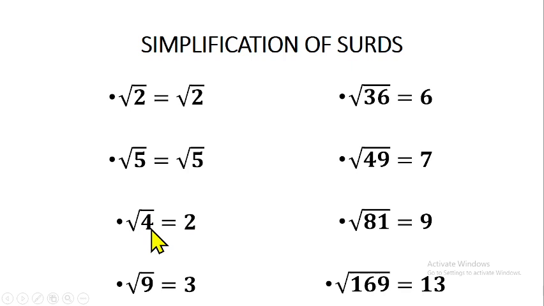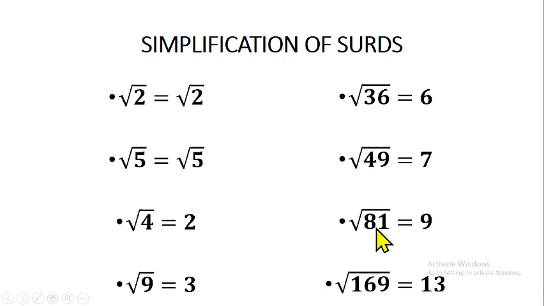9 is also a perfect square. So what is square root of 9? That is 3. 36 is a perfect square. What is square root of 36? That is 6. 25 is a perfect square. What is square root of 25? That is 5. Are we there? I hope you understand what I'm trying to say now. 49 is a perfect square. What is square root of 49? That is 7. 81 is a perfect square. What is square root of 81? That is 9.